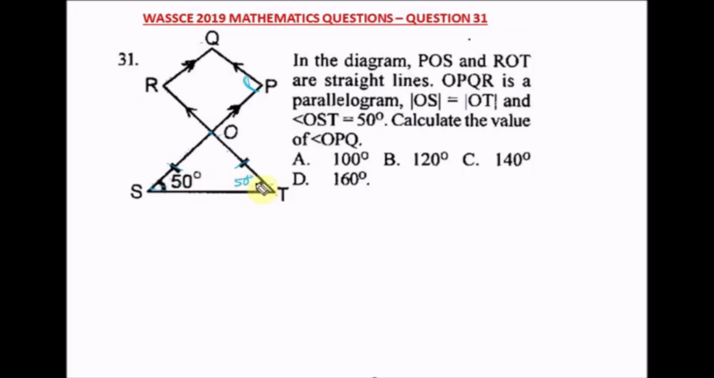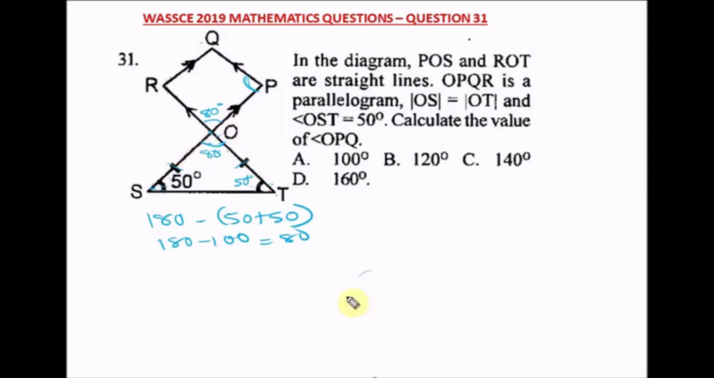If we have 50, the sum of angles in a triangle sums up to 180. So we can easily find this angle here by saying 180 minus 50 plus 50, which is 180 minus 100, which will give us 80. So this angle here is 80. If this angle here is 80, remember when you have opposite angles, they are equal. So this angle 80 is opposite to this, so this angle here is 80 degrees.